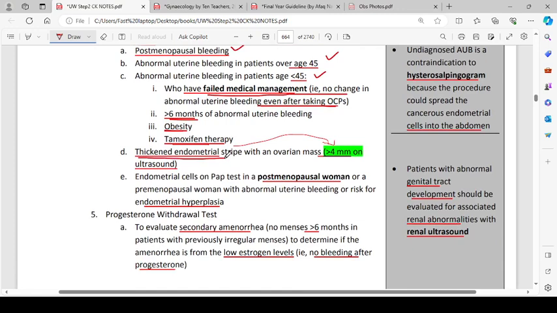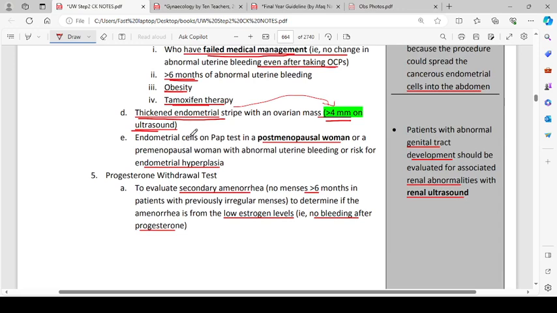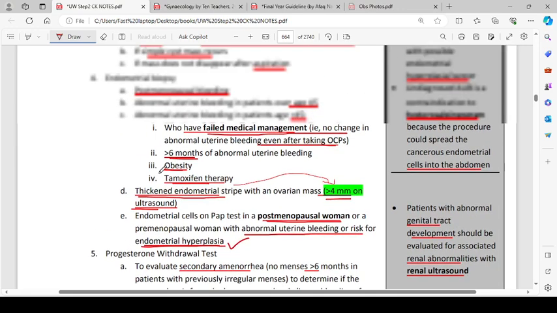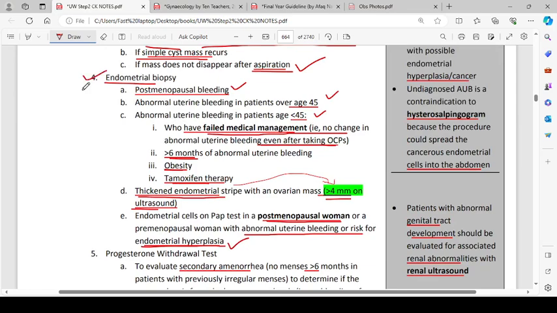Then thickened endometrial strip with ovarian mass of more than 4 millimeters on ultrasound. Endometrial cells on Pap test in a post-menopausal woman or a premenopausal woman with abnormal uterine bleeding or risk of endometrial hyperplasia. So these are indications of doing the endometrial biopsy.